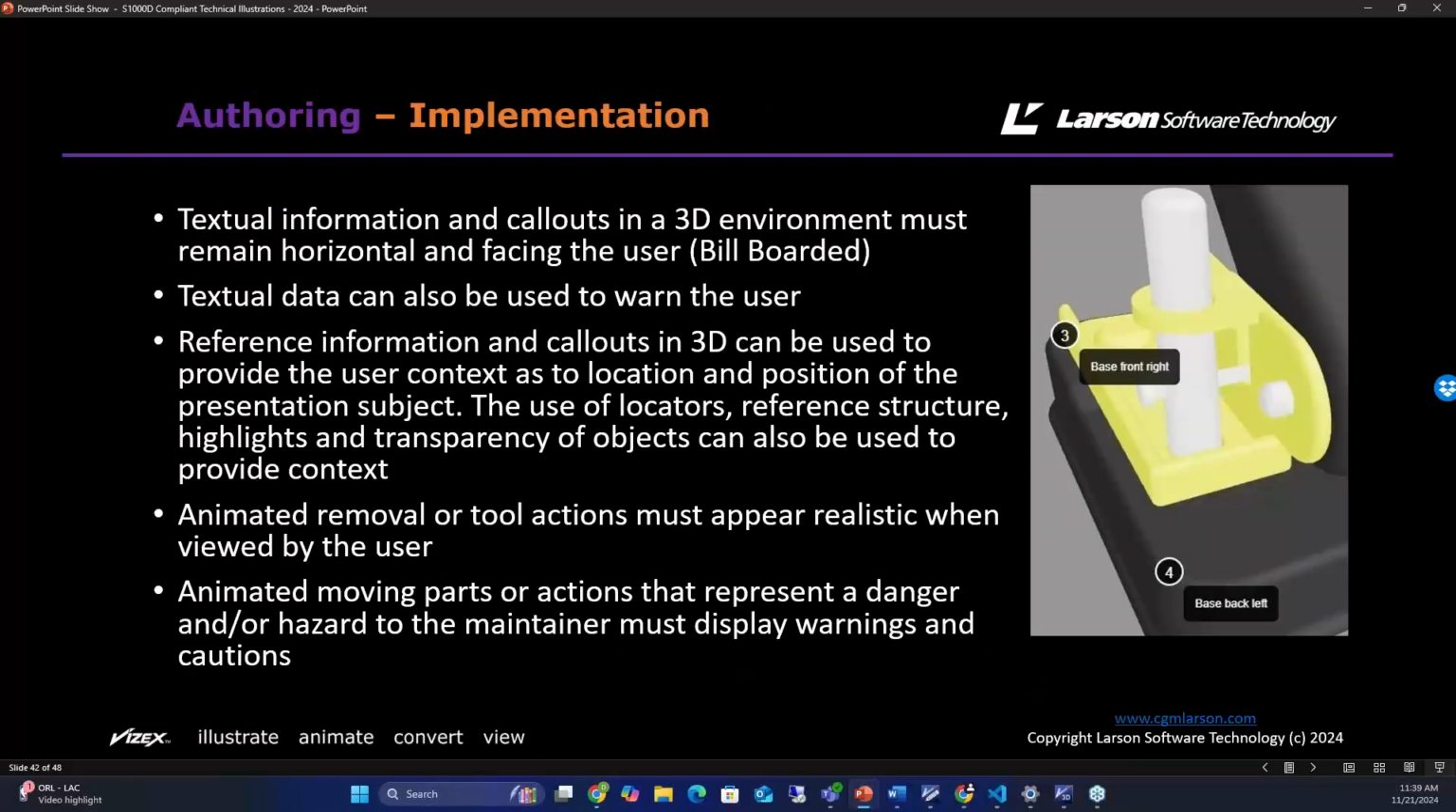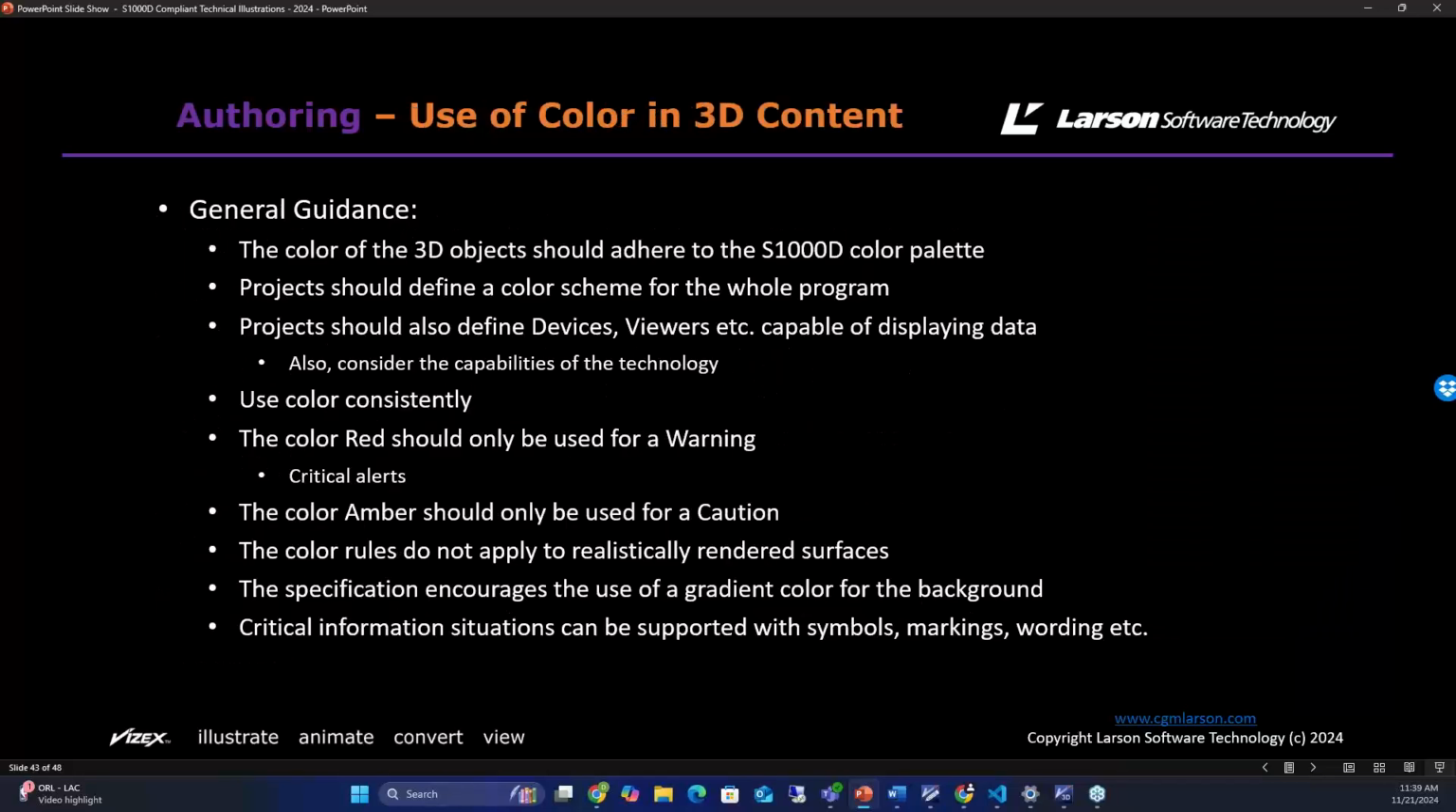Things like text and so forth, if you annotate, really should not be 3D. They should be what we call billboarded, so they don't rotate with a model, so they're always legible. Also they should be color coordinated to warnings and cautions and so forth. And if they're animated, then they should be done in a way that doesn't put their maintainer in a hazardous position, by still displaying warnings and cautions.